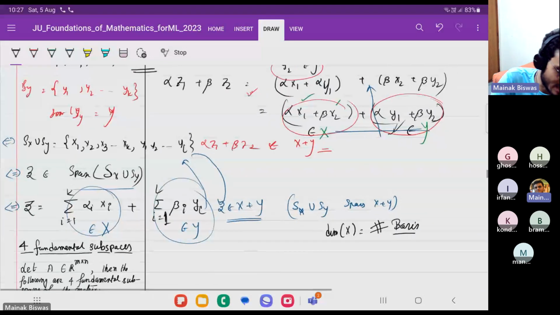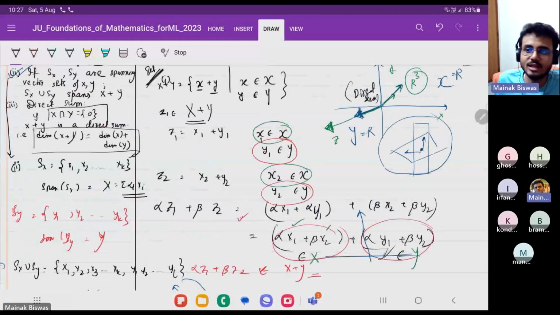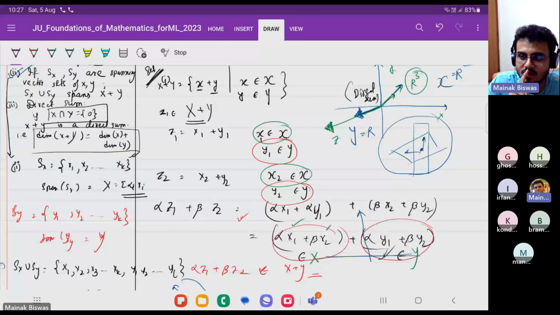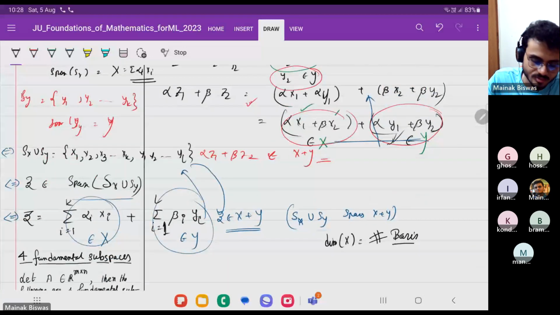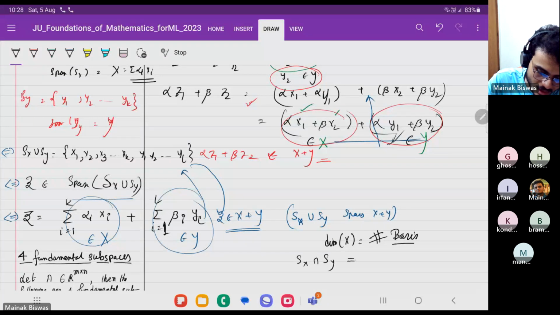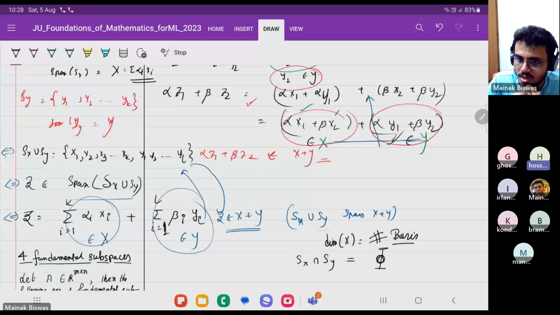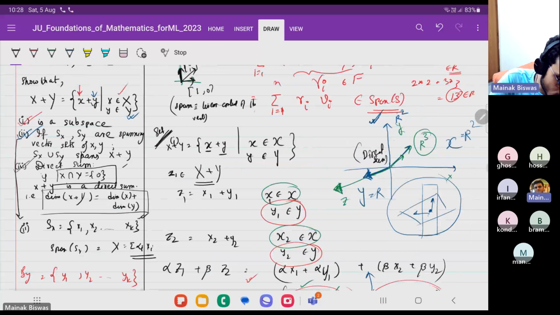So I am saying that Sx intersection Sy only contains 0. Any intersection of any two vector spaces, do you agree they will always contain at least one vector? That is the 0 vector. If you understood that, and it only contains the 0 vector, what does it mean? So Sx intersection Sy is phi. Yes or no? Because it only contains the 0 vector.